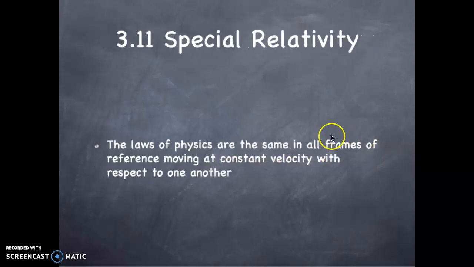The laws of physics are the same in all frames of reference moving at constant velocity with respect to one another. So if you're moving in your car at a constant velocity, or standing on the side of the road, all of the behavioral physics of a third something would appear the same to each of the two objects. Laws of physics are the same.